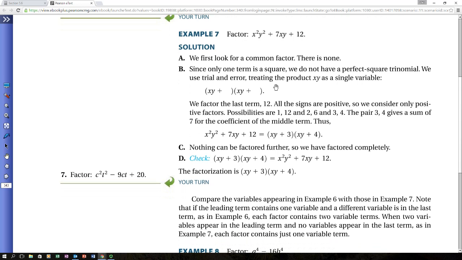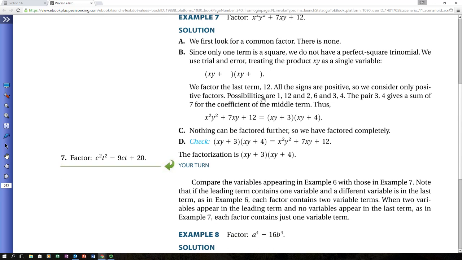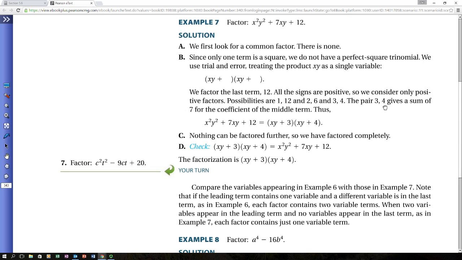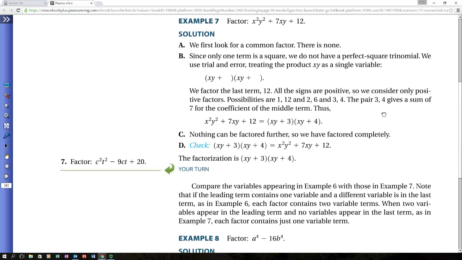So then they go into anti-FOIL, and they write out the factors of how to get x squared, y squared. It would be xy times xy. Then we start looking at factors of 12, which could be 1 and 12, 2 and 6, 3 and 4. What you might want to notice is that the pair 3 and 4 has a sum of 7x, and I can say that's one that's going to work, right?